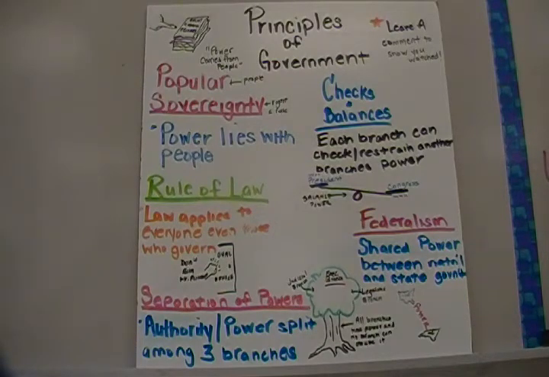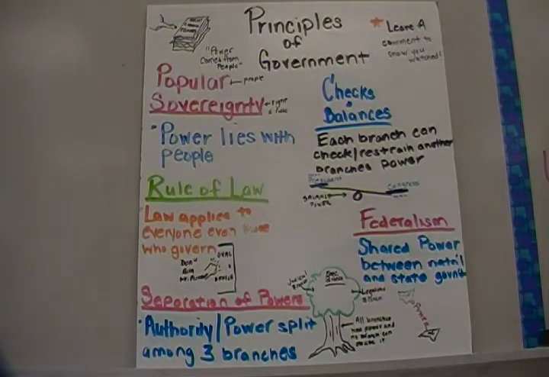The next thing is rule of law. Now, rule of law is when the law applies to everyone, even those who are in the government. So rule of law, once again, sorry about the bell, but the rule of law means that the law applies to everyone, even those who are in government. So that means no matter who you are, if you're a normal citizen, if you're the president, if you're a senator, you still have to follow the same laws. You're not above the law. We all face the same consequences.